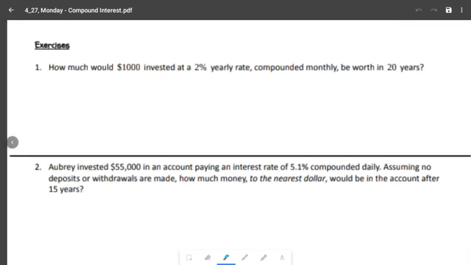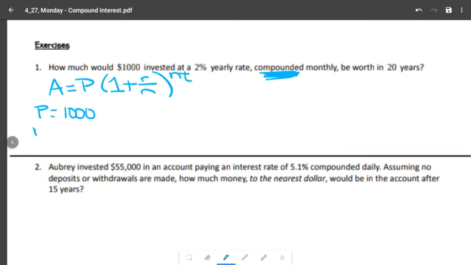Number 1, how much would $1,000 invested at a 2% yearly rate compounded monthly be worth in 20 years? So again, you're going to see this word compound in the problems, and that's how I know to use this new formula from today. So we are investing $1,000, so that is our P. Our rate, R, we have 2%. Divide by 100, so you get 0.02.